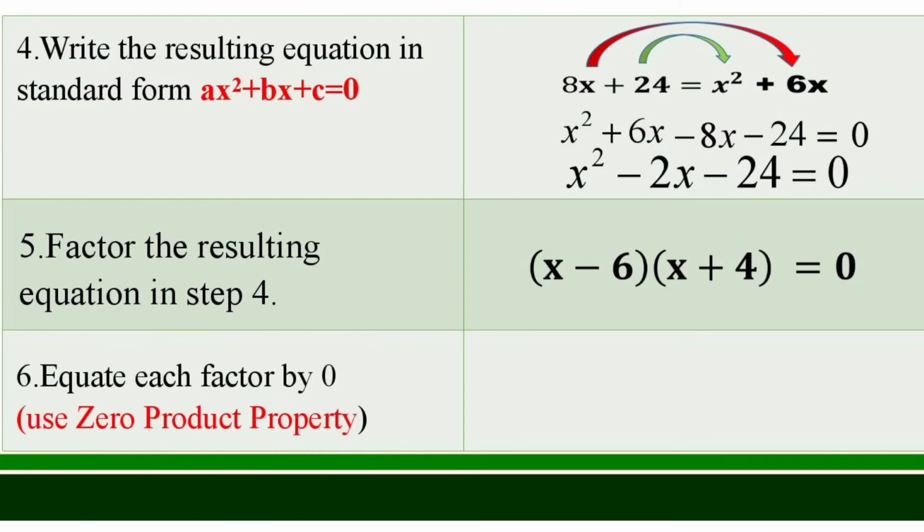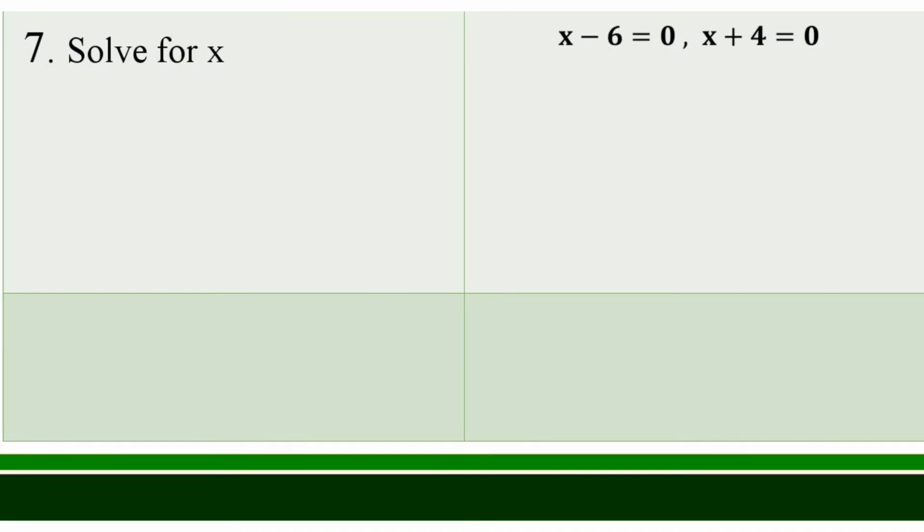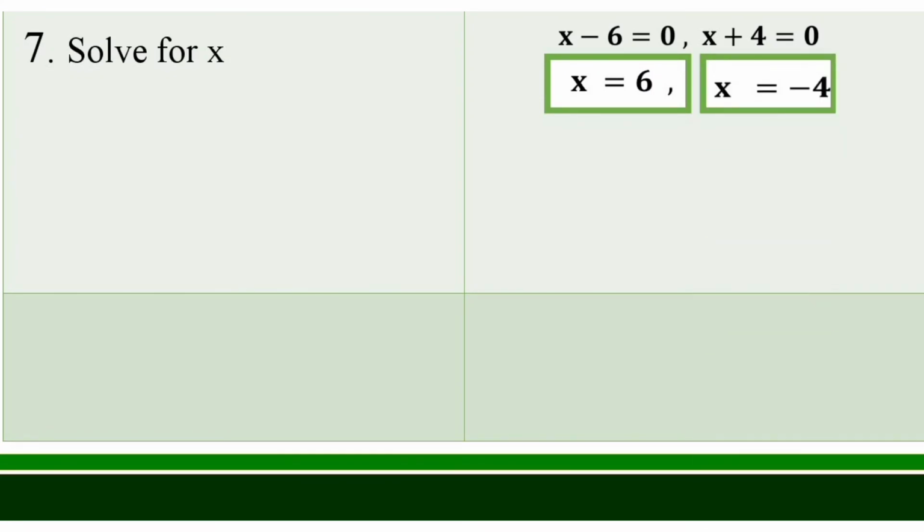Then number 6. Equate each factor to 0. Use the zero product property. So we have x minus 6 equals 0. Then x plus 4 equals 0. Next, number 7, class, we are going to solve for x. So we have x minus 6 equals 0 and x plus 4 equals 0. So now, x is equal to 6, because if we transpose negative 6 to the right side, it will become positive 6. Same also, class, here we have x plus 4 equals 0. So the answer is x equals negative 4.